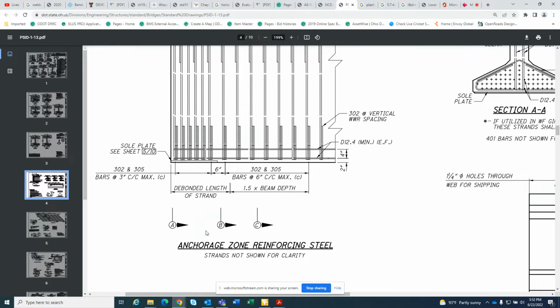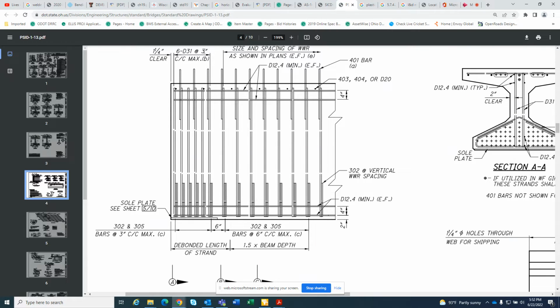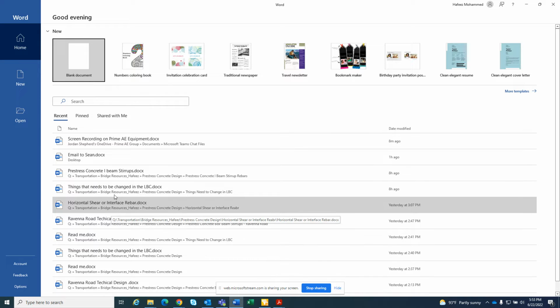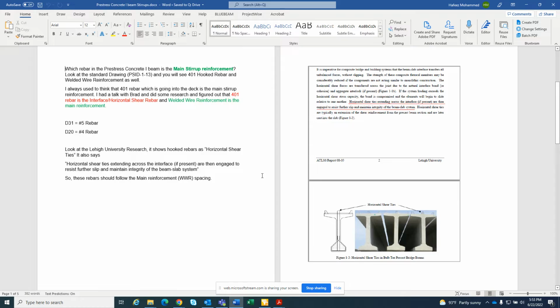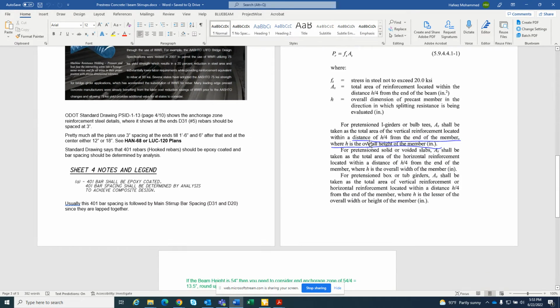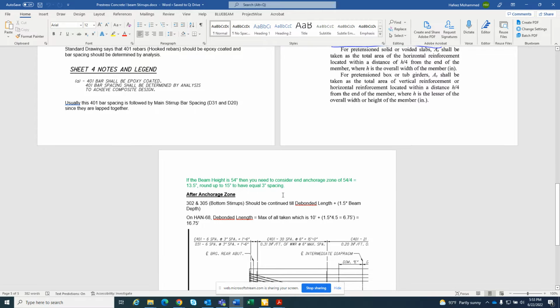This anchorage zone reinforcing steel, you have to come up with how far this 3-inch spacing should go. For that, there are some calculations from AASHTO. So what should be the anchorage zone reinforcement? It should be h/4 from the end of the member, which means if your beam height is 54, then you take 13.5 inches, round up to 15 to have equal 3-inch spacings.